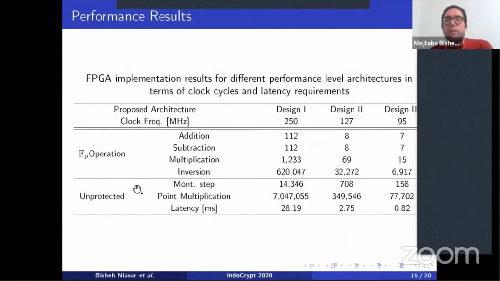I can show the performance of different architectures in this paper. As you see, our high performance design needs only 15 cycles, as I said, for multiplication, which can considerably reduce the total cycles for point multiplication over this curve.